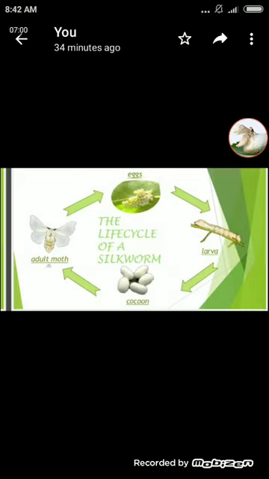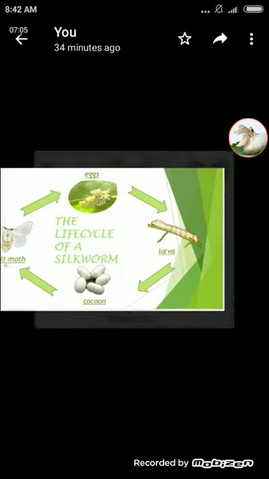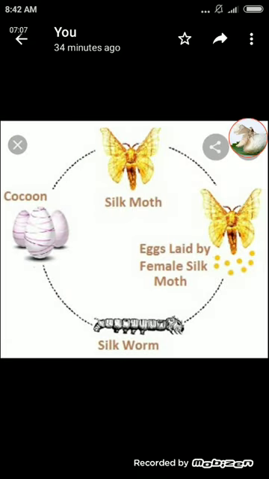make this diagram in your copy. The life cycle of a silkworm includes four stages. Any diagram you can make. And now we will see the different varieties of silk.